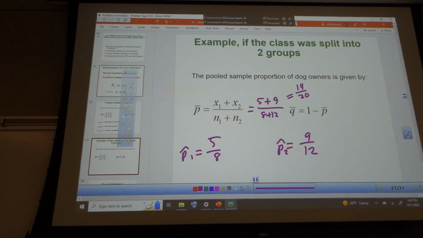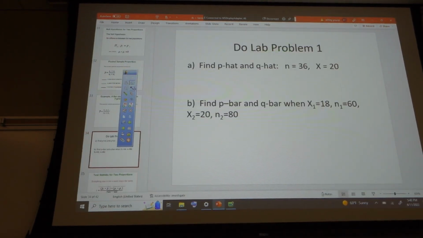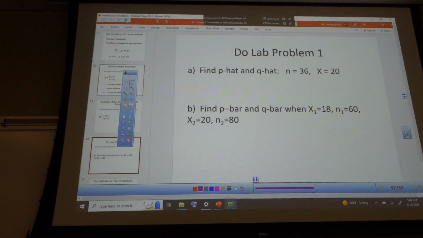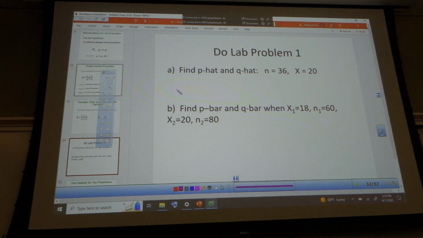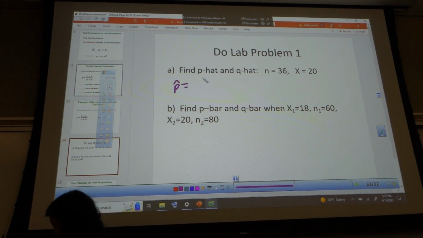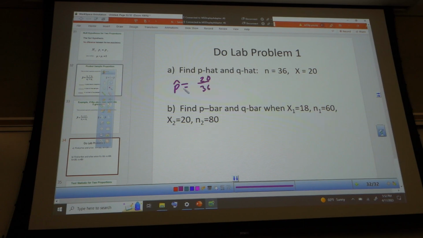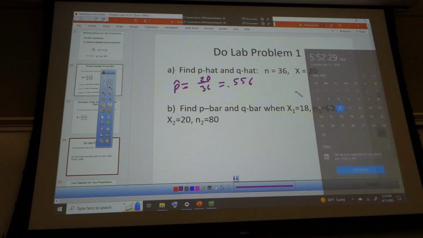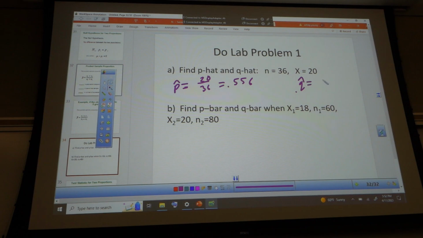Yeah, exactly. All right, so do lab problem number 1. Find P hat and Q hat, and then find P bar and Q bar when you have the following. So for the first one, P hat, you got 20 out of 36, which is 0.555, well, if I round, 0.556. And then Q hat would be 1 minus P hat, 0.444.